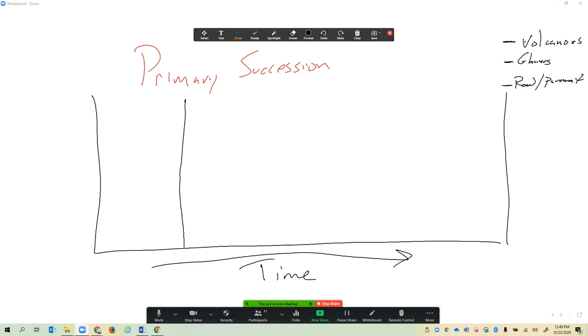That's the big thing about primary succession. There's no soil. So when we talk about primary succession, we have to start to form soil. So how do we form soil? Through the process of weathering.